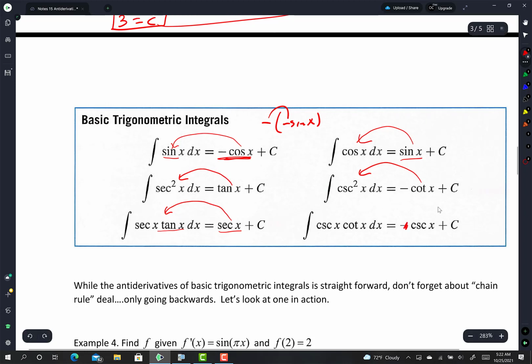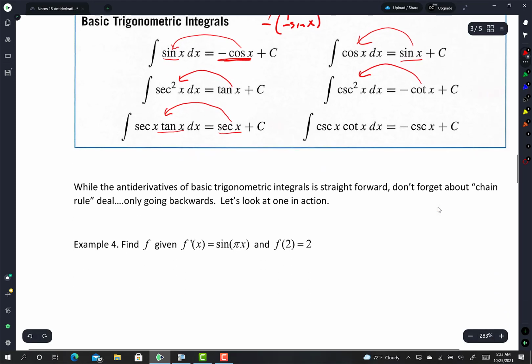Same thing with this. If you were to take away that negative, the derivative of cosecant x is a negative cosecant x cotangent x. So if you were to see a negative on the inside like that, then the antiderivative would just be cosecant x. But we don't. So there it is. So hopefully all that made sense, guys.